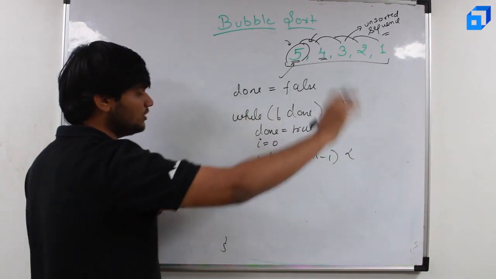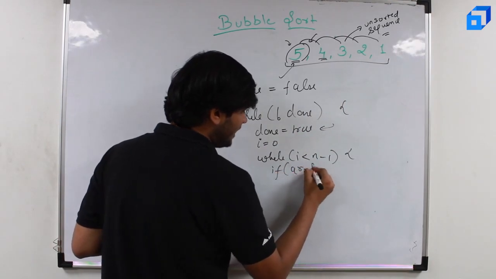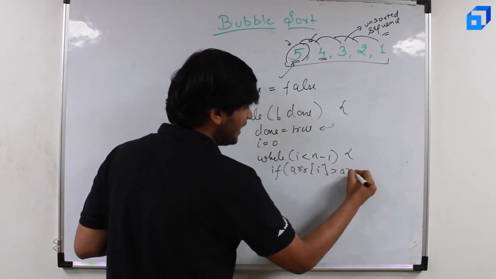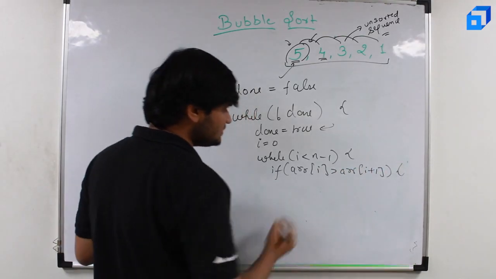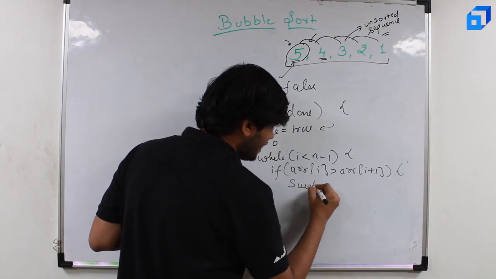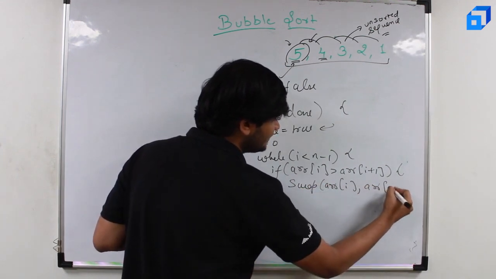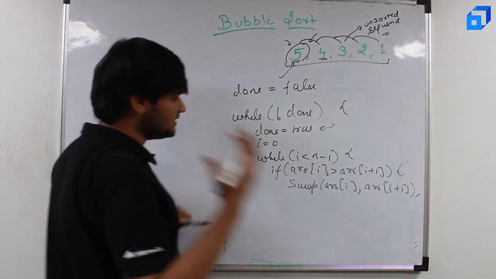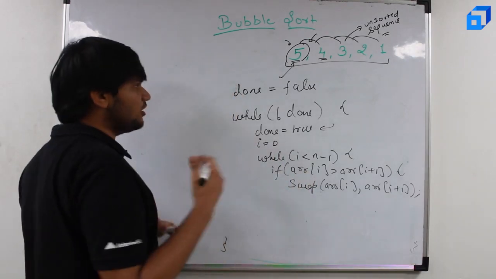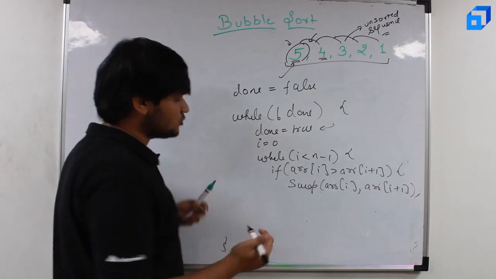We will just go till the last index and check that if array at I is greater than array at I plus 1, then we can swap the element present at the ith index with the element present at the I plus 1th index. And as I said, if any one swapping occurs, then we are at an unsorted sequence and we are supposed to sort the sequence.